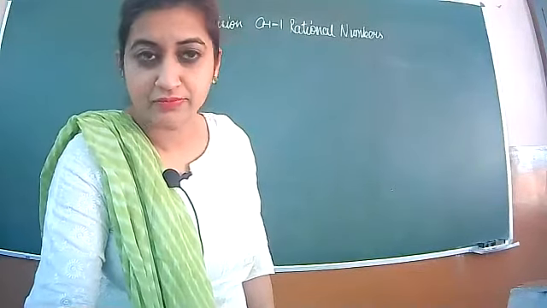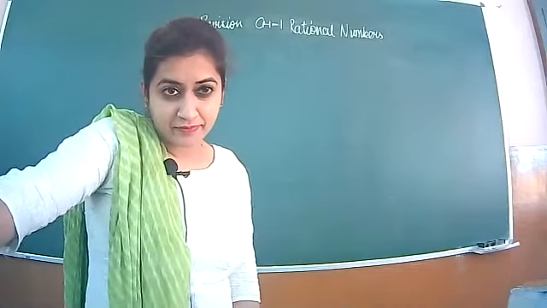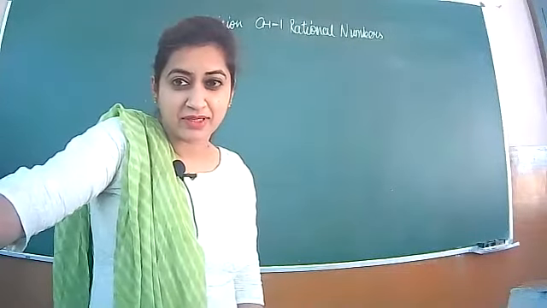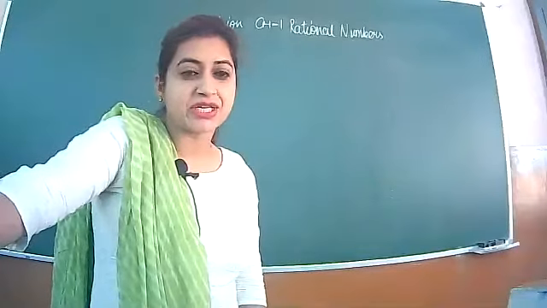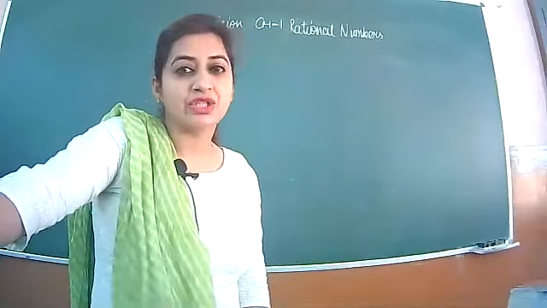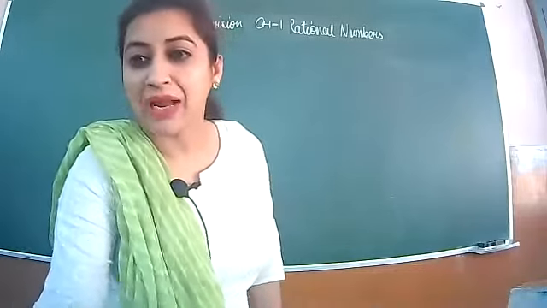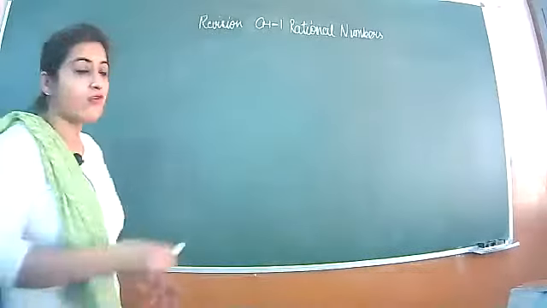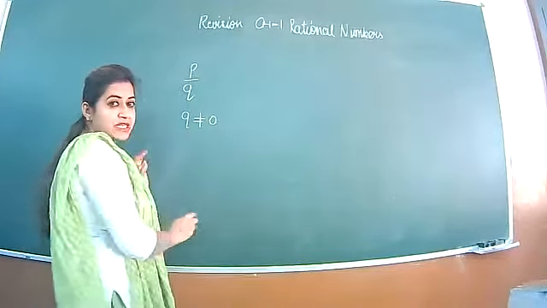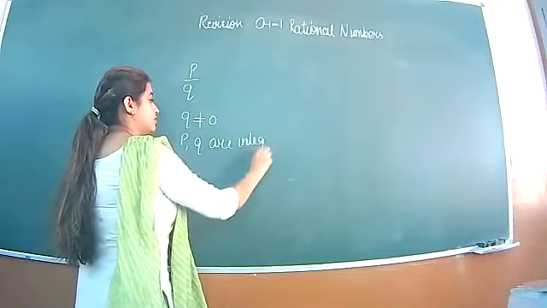Ma'am, numbers written in the form of P by Q, where Q is not equal to 0. But that's it, or something else will be there? One more addition is there to the rational number definition: P and Q are integers. Rational numbers are always of the form P by Q, where the denominator should not be 0 and P and Q are integers.